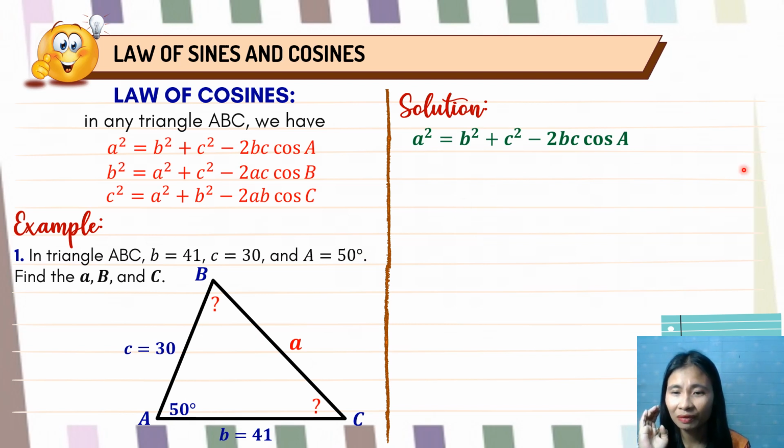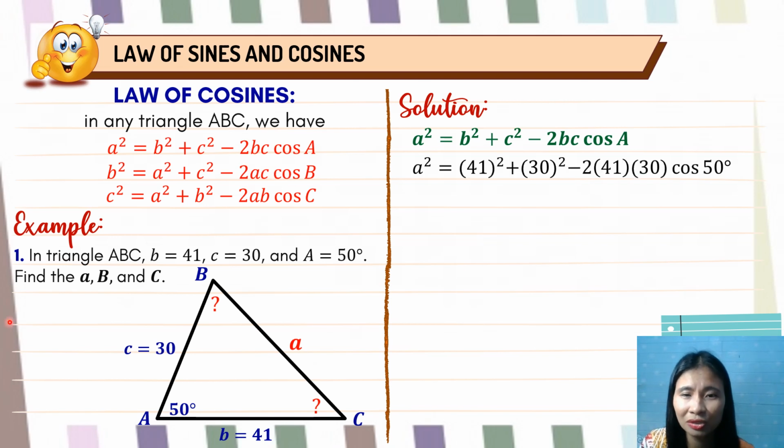So for you to be able to identify what particular equation you're going to use, try to locate the three given involved in the equations provided. Once you see that they are all there, then that would be the equation that you are going to use. So by substituting, we have the length of B is 41, the length of C is 30.